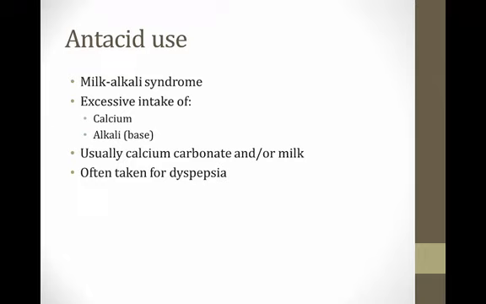And then the last cause of a metabolic alkalosis we'll discuss is antacid use, and this is called the milk alkali syndrome. So this happens when patients take in too much calcium and some type of base. It's usually calcium carbonate and/or milk. And this used to happen a lot before we had proton pump inhibitors. When patients had severe dyspepsia and stomach ulcers, they would take huge amounts of milk and calcium carbonate for dyspepsia, and they would get the milk alkali syndrome.